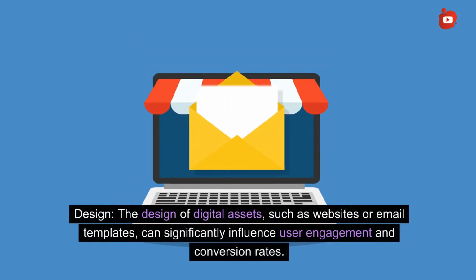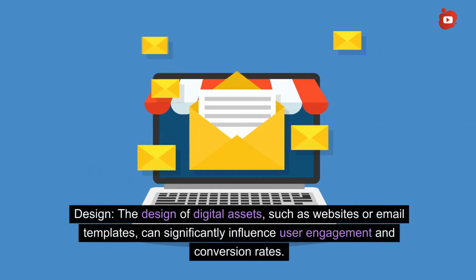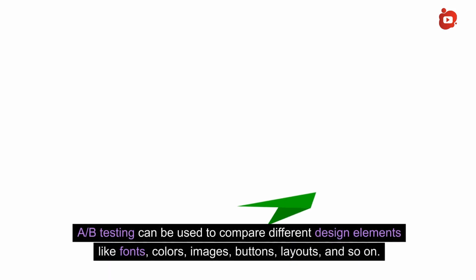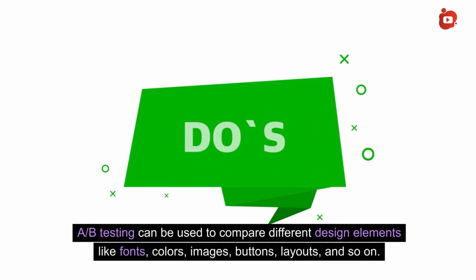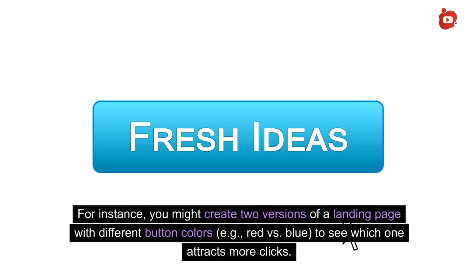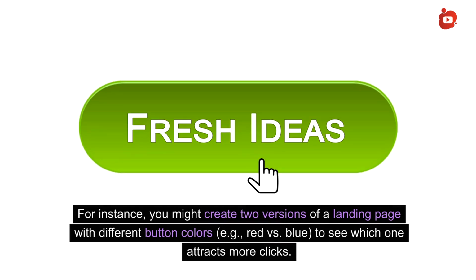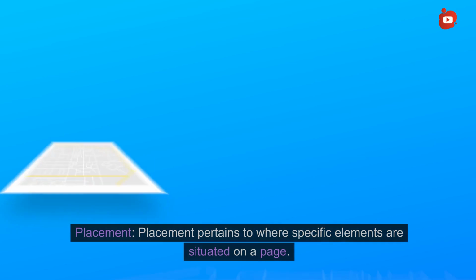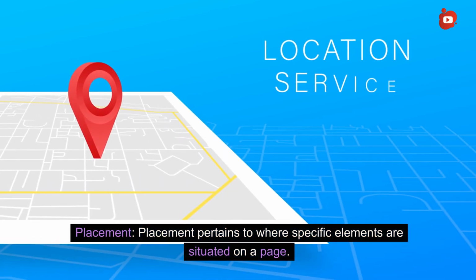Design. The design of digital assets, such as websites or email templates, can significantly influence user engagement and conversion rates. A/B testing can be used to compare different design elements like fonts, colors, images, buttons, layouts, and so on. For instance, you might create two versions of a landing page with different button colors, e.g., red versus blue, to see which one attracts more clicks. Placement. Placement pertains to where specific elements are situated on a page.